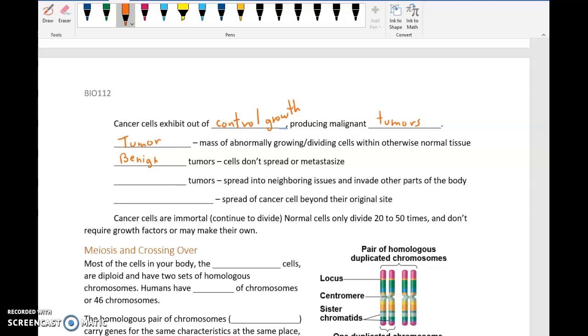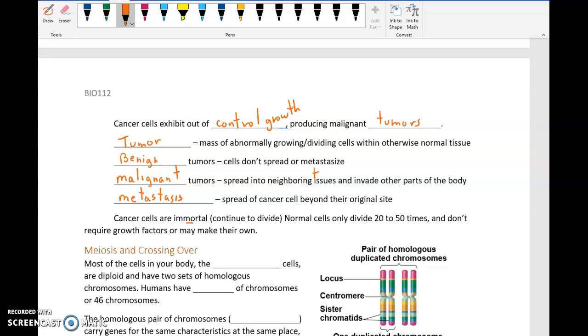The other kind of tumor, though, is the malignant kind. And malignant tumors spread into neighboring tissues, not issues, but tissues, and invade other parts of the body. These tumors can spread or metastasize from their original site. Cancer cells are immortal. They continue to divide basically forever.